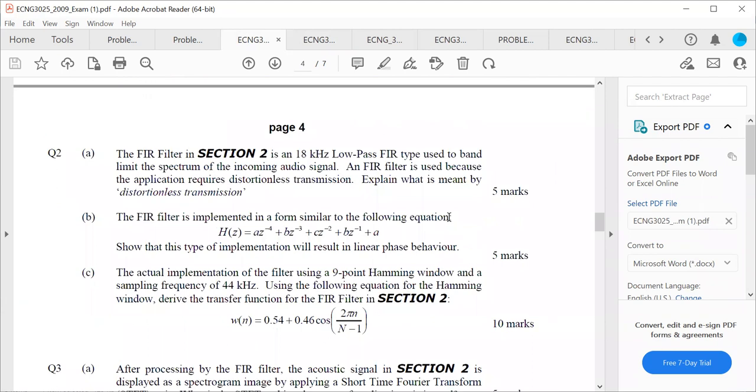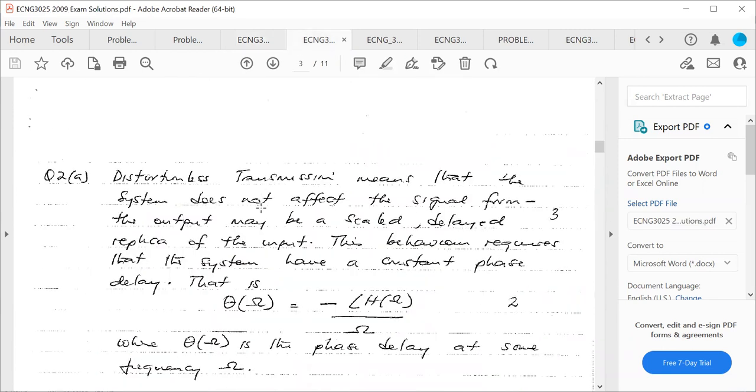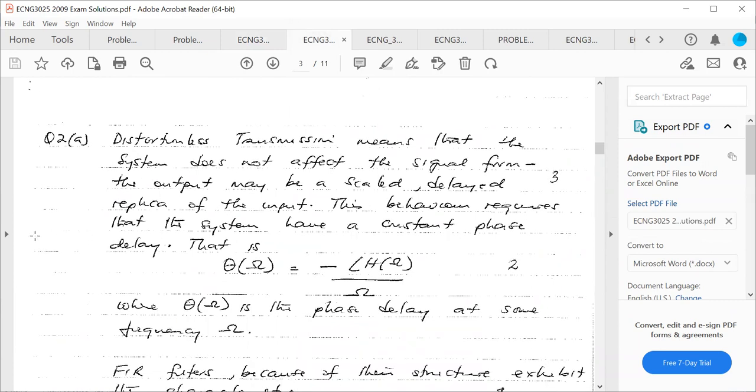was about distortionless transmission and FIR filters, right? So I expect you to understand what is distortionless transmission. And first of all, of course, distortionless transmission means that when you send a signal through a filter or any system, what comes out is at most a delayed or amplified or attenuated version of what went in. There's no phase change. Or if the thing has multiple frequencies, there's a constant phase change in relation to the frequency, right? So everything is summarized here. The system does not affect the signal form. It could be scaled, it could be delayed.